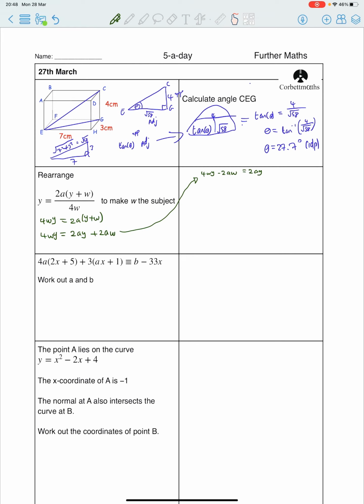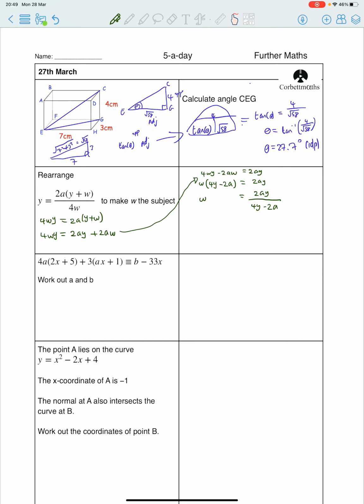Then the whole point of this is that I can now factorize the W. So I get W, open bracket, 4y minus 2a. And that is equal to 2ay. Now, w is then equal to 2ay all divided by 4y minus 2a. And there we go. That's the value of w. W rearranged.